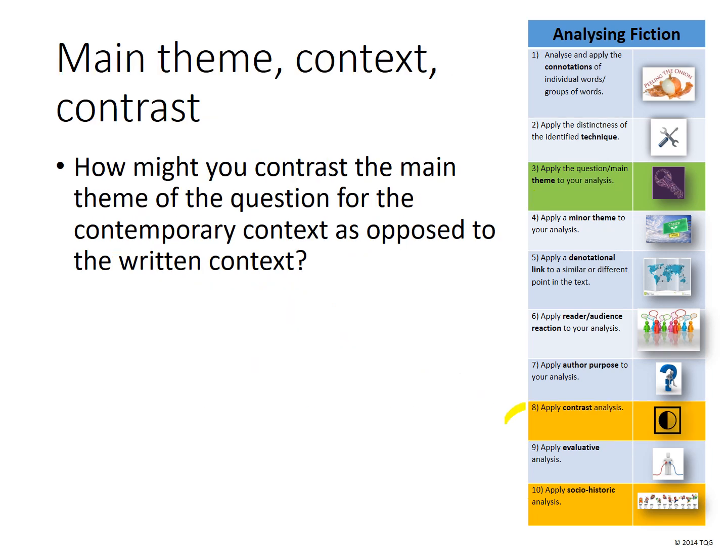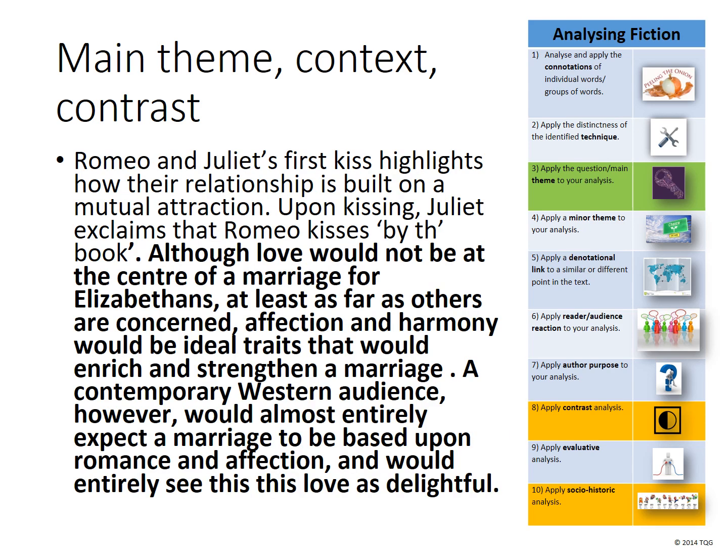Taking this on now, we can then do the same combination but apply some contrast analysis. So how would you contrast, for example, the impression of love for Elizabethans with our contemporary impression of love? Here I've put down, although love will not be at the center of a marriage for Elizabethans, at least as far as others are concerned, affection and harmony would be ideal traits that would enrich and strengthen a marriage.